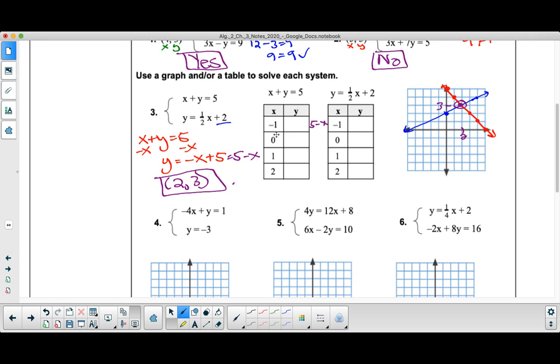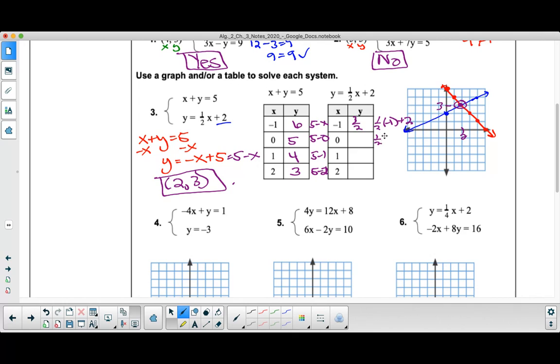5 minus negative 1 is 6. 5 minus 0 is 5. 5 minus 1 is 4. And 5 minus 2, excuse me, is 3. All right, then over here, we're going to take half of x and add 2. So half of negative 1 plus 2. So that's negative 1 half plus 2, 3 halves.